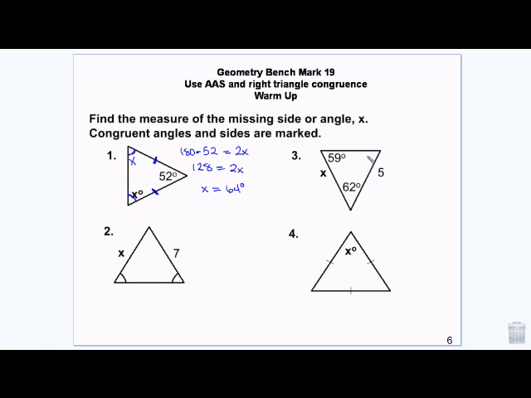To see if this will work, I want to see, is this angle here 59? So I'm going to just double check it. And if I do 180 minus 59 minus 62, I do get 59. So that works. So these two angles are the same. If these two angles are the same, these two sides are the same. So x will equal 5. Go ahead and try these two.